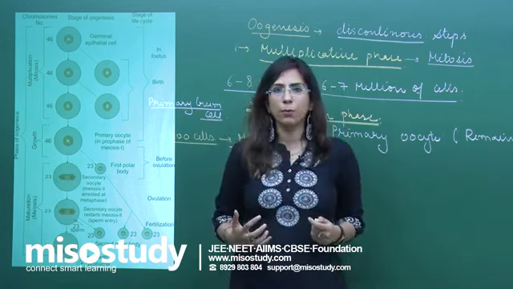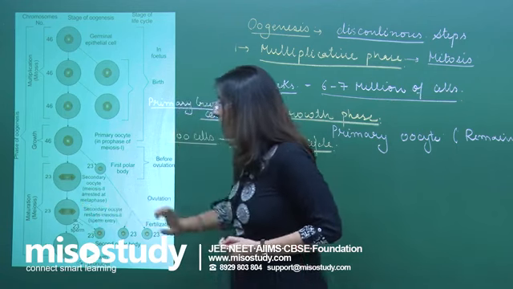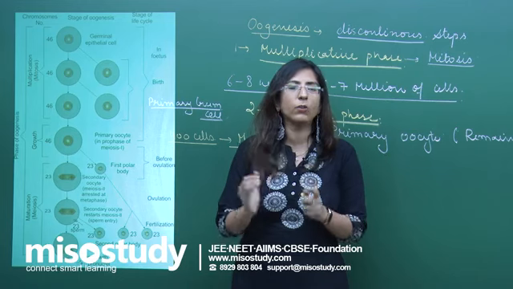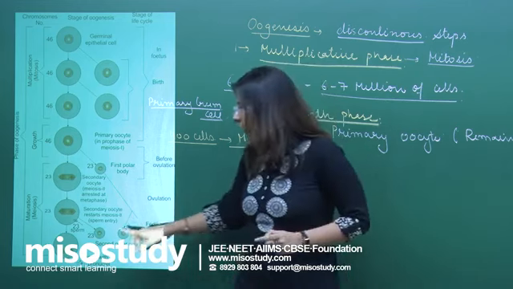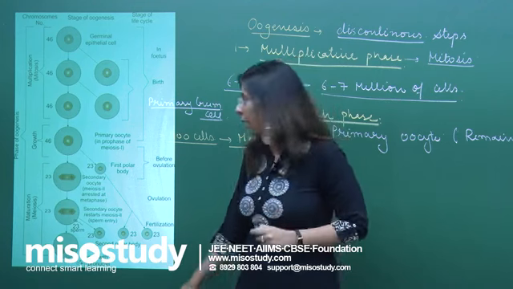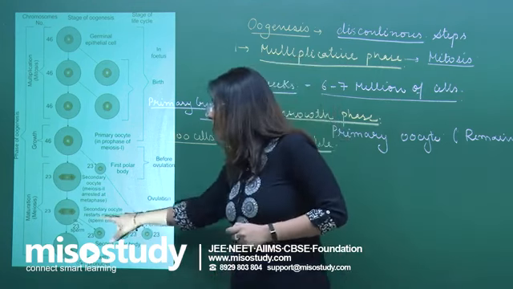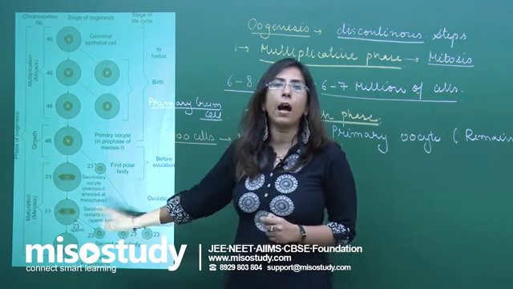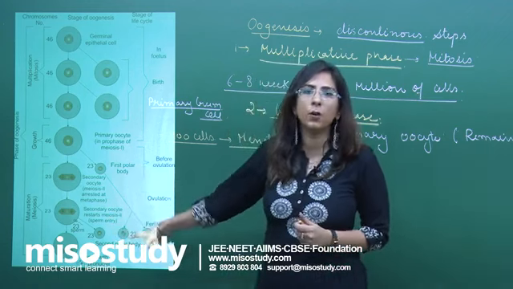Now, listen very carefully. Once it is arrested at the metaphase stage, suppose at this point of time the coitus has happened and now there is an entry of sperm. Once there is entry of sperm, what will happen at this point of time? This secondary oocyte will restart meiosis 2, and this will occur only after the entry of the sperm.